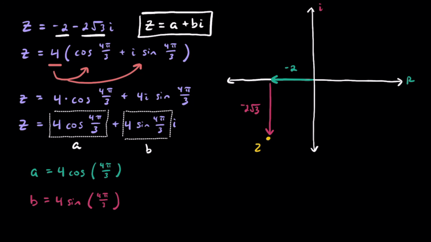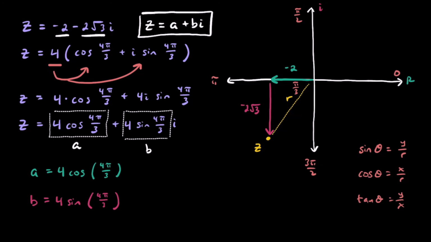Here's technically where our complex number is, and its distance from the origin, or its absolute value, we can call the letter r. In radians, we have 0 over here, we have pi over 2, and then we have pi, and then 3 pi over 2. That means this reference angle here is pi over 3. Now thinking back to your trig ratios, you remember that sine of theta is equal to y over r, cosine of theta is equal to x over r, and tangent of theta is equal to y over x.